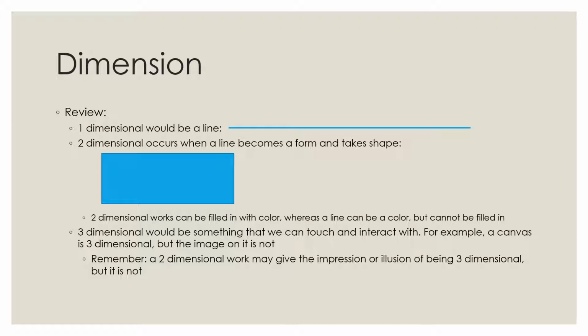Three-dimensional objects are things that we can touch and interact with. A canvas, for example, is three-dimensional, but the image on it is not. So while two-dimensional works may give the impression of being three-dimensional, they are not.